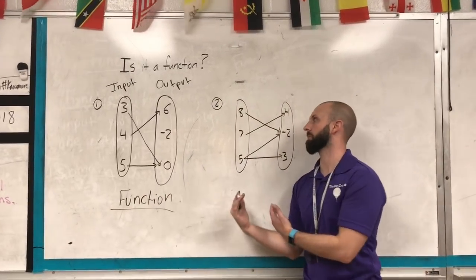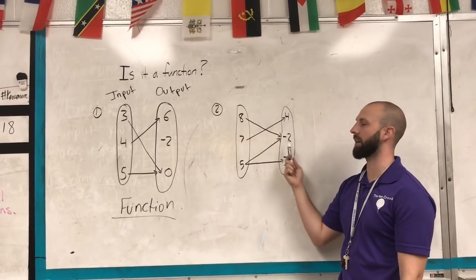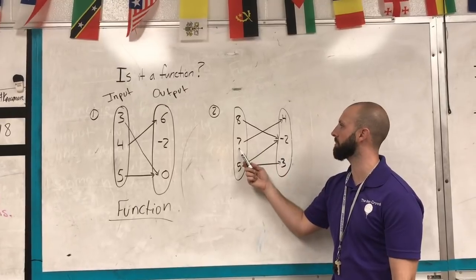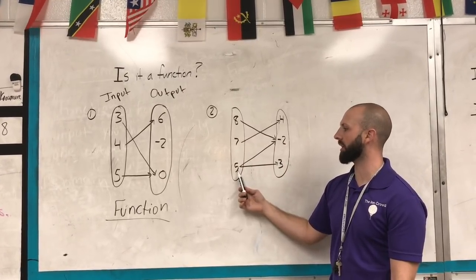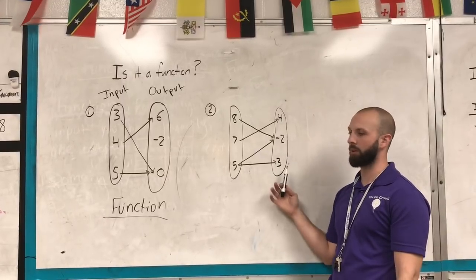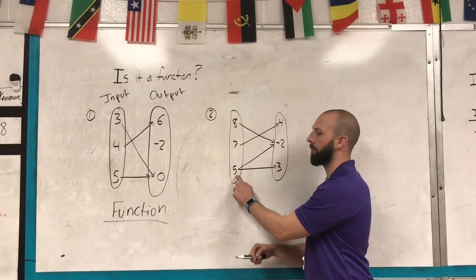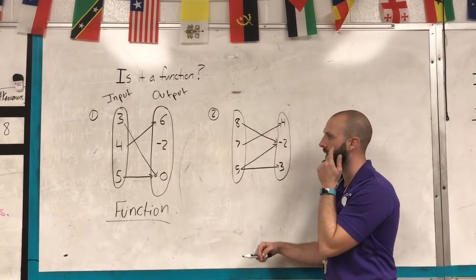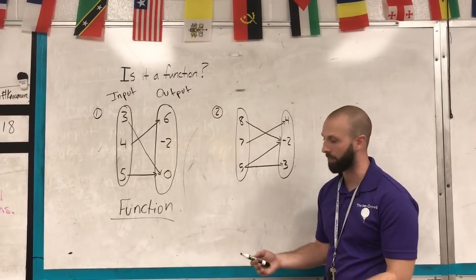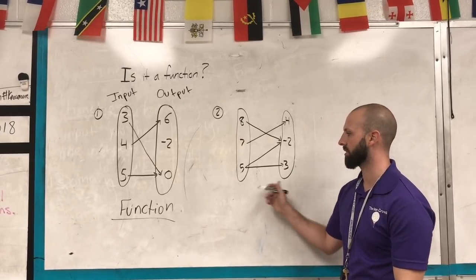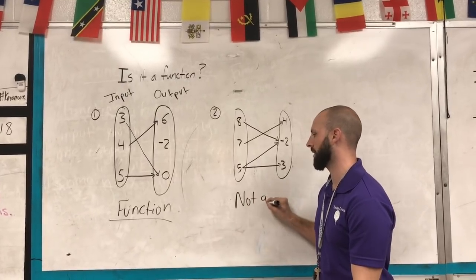Now let's look at this one. You have 8, 7, and 5. The 8 is mapped to -2. The 7 is mapped to 4. And then the 5, when you plug it in, gives you -2 and 3. So this is not a function because for an input, you have 2 outputs. The definition of a function is that for every input, you have exactly 1 output. So there are 2 outputs here, so this would not be a function.